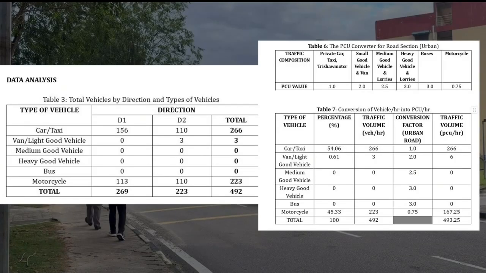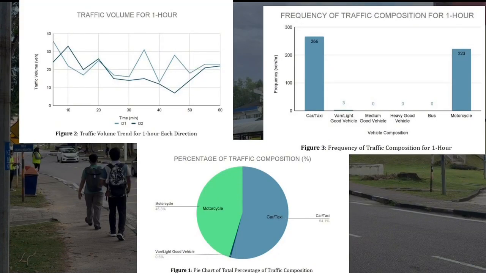For the data analysis, the traffic volume was recorded for 1 hour from 8 AM to 9 AM. The total traffic volume recorded was 592 vehicles, with 269 vehicles from direction 1 and 223 vehicles from direction 2. All vehicle counts were then converted into PCU based on JKR conversion factors for urban roads. After conversion, the traffic volume is 240.75 PCU per hour for direction 1 and 198.5 PCU per hour for direction 2, giving a total of 439.25 PCU per hour. Based on this result, graphs were created to show the traffic volume trend and the frequency of vehicle types, which indicate that direction 1 has higher traffic flow during the observation period.